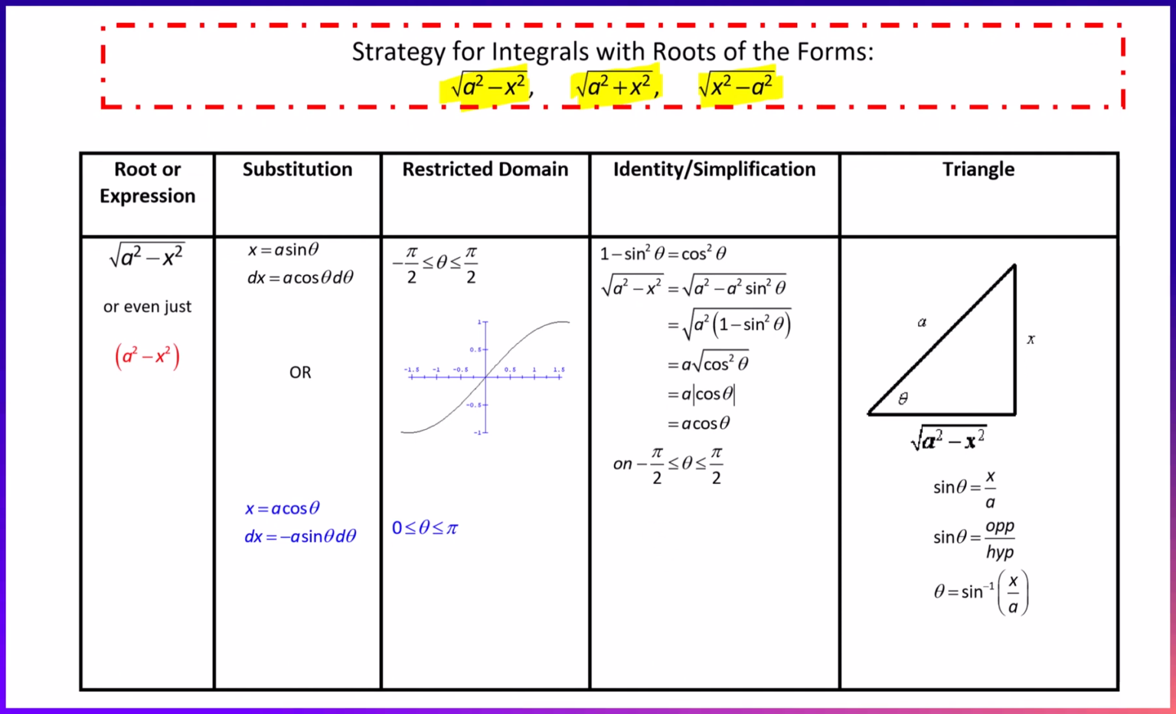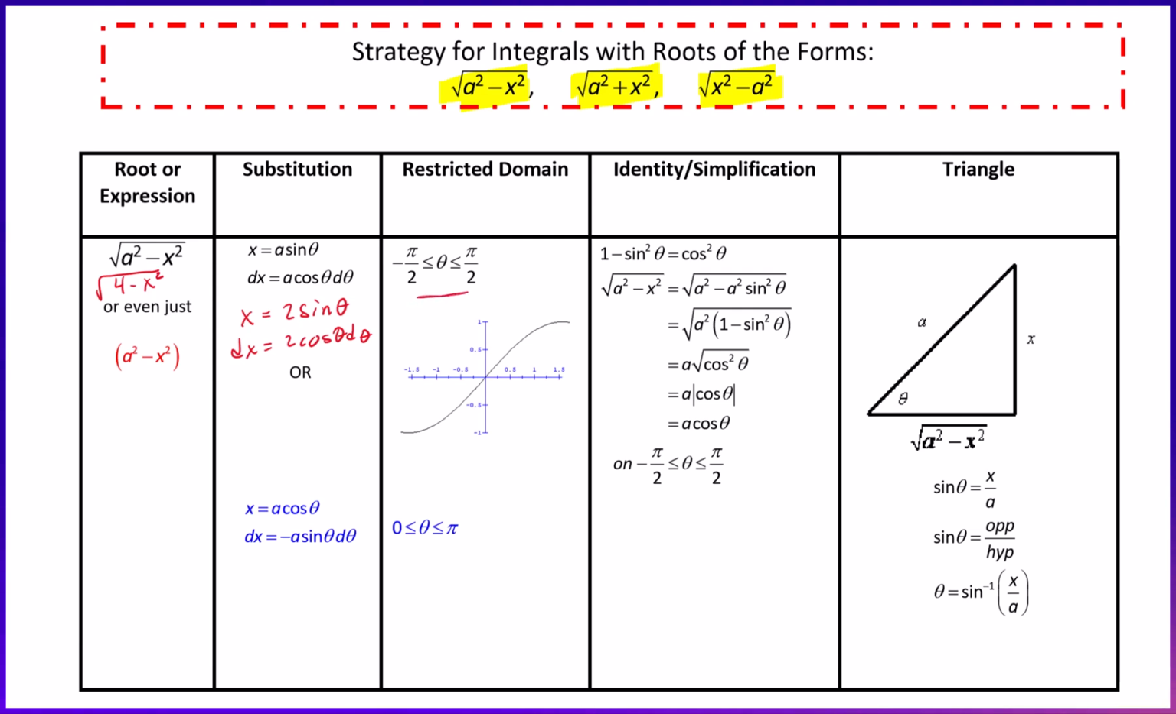But the one that we just did, we had 4 minus x squared under a square root. So I picked x to be equal to 2 sine of theta, and my dx was 2 cosine of theta d theta. And I made the substitutions.